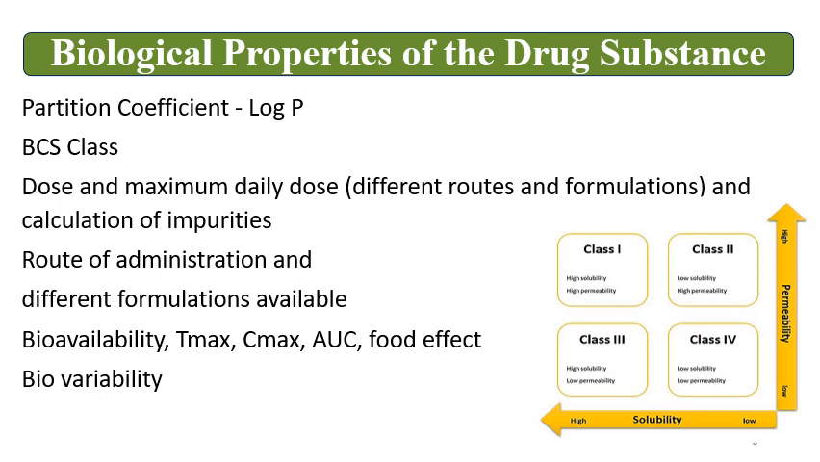Then coming to the biological properties. So in biological properties, log P is there, which is known as partition coefficient. BCS class is there. Then dose and maximum daily dose. These are very much important for each of the molecule while developing a formulation. So dose and maximum daily dose may differ from different routes and from formulation to formulation. And this MDD, that is maximum daily dose, and daily dose is required for the calculation of impurities as per the ICH guidelines. Then route of administration and different formulations available for the API.